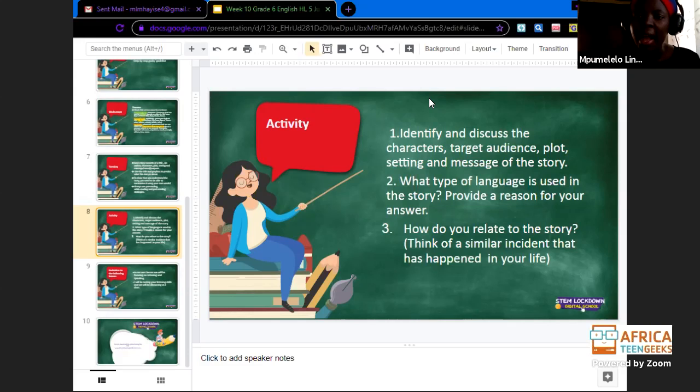Okay. And now the target audience. Who do you think the book was specially written for? Do you think an 80-year-old woman would enjoy the story, or do you think grade R learners would enjoy the story? Who do you think is the target audience for this specific story, Diary of a Wimpy Kid? Kids, okay, well done. Someone says kids from the age of 8 to 13. Well done. So it's basically written for children.